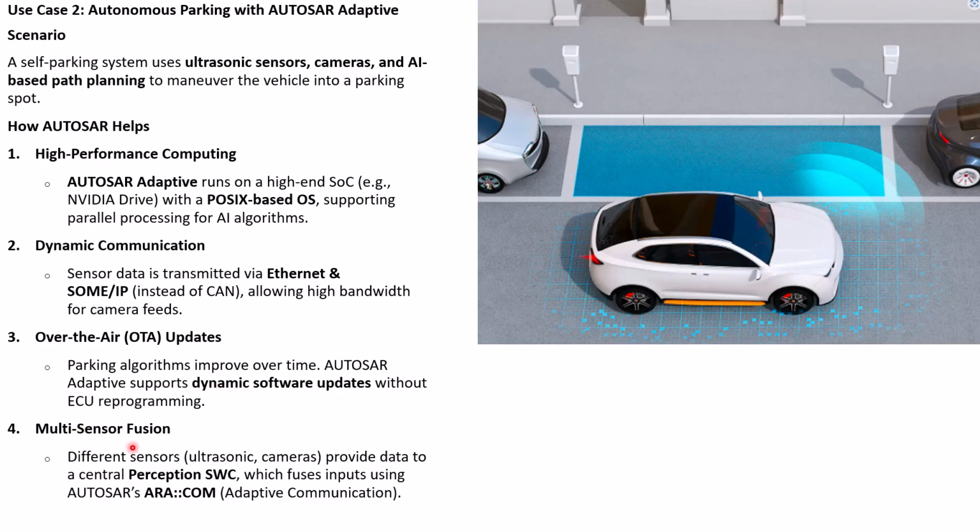Next comes multi-sensor fusion, where different sensors like ultrasonic sensors and cameras provide data to central perception software, which fuses the inputs using Autosar's ara::com adaptive communication. So in autonomous parking, this is the major role played by Autosar.